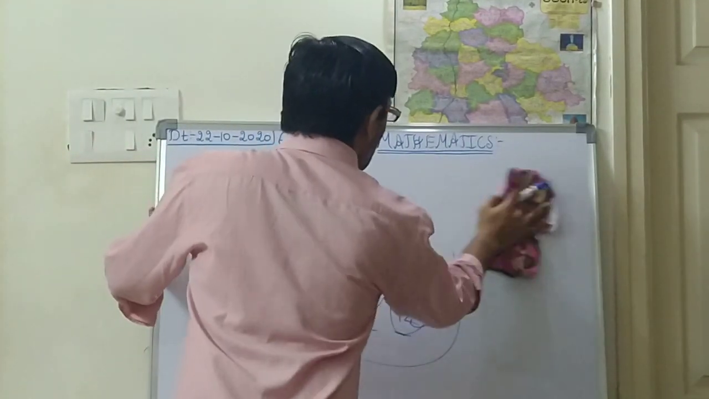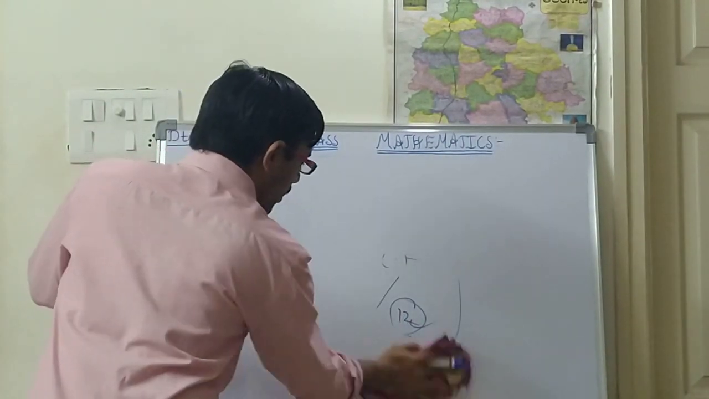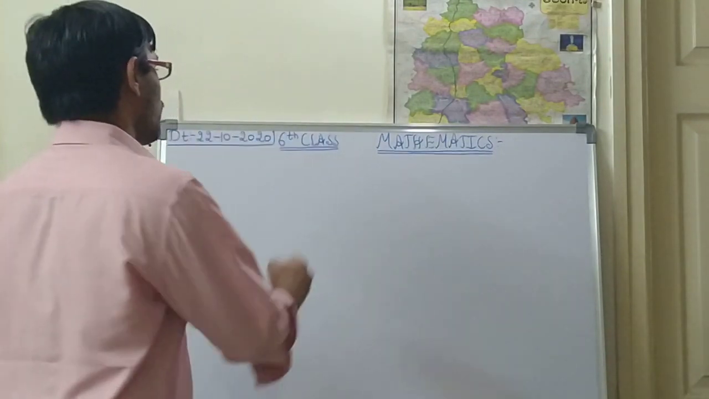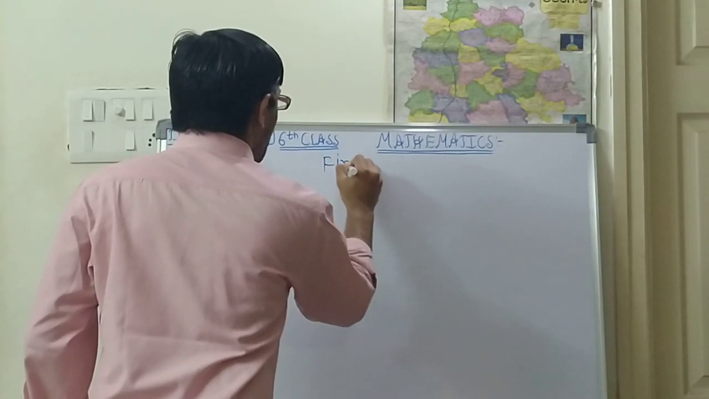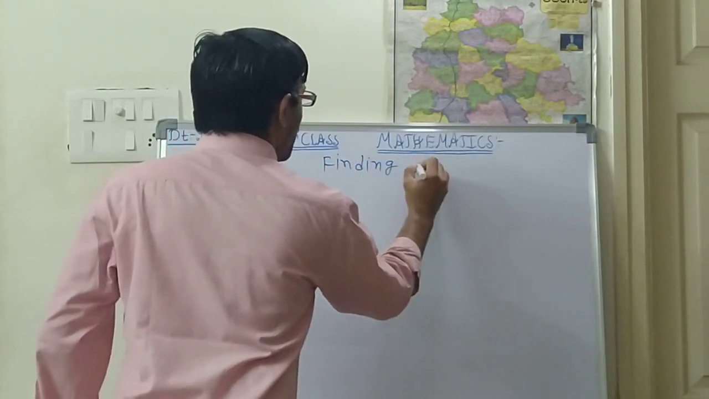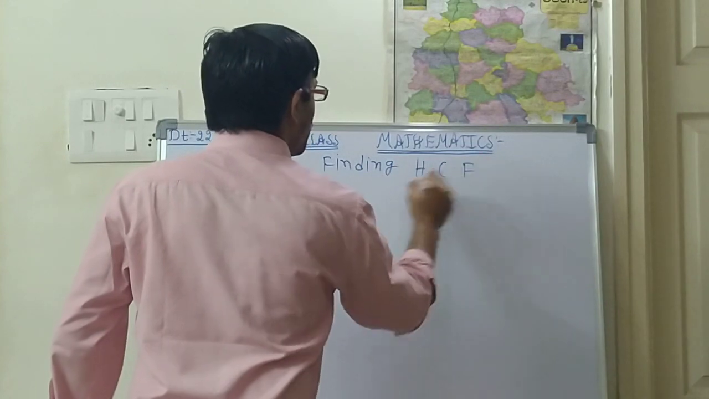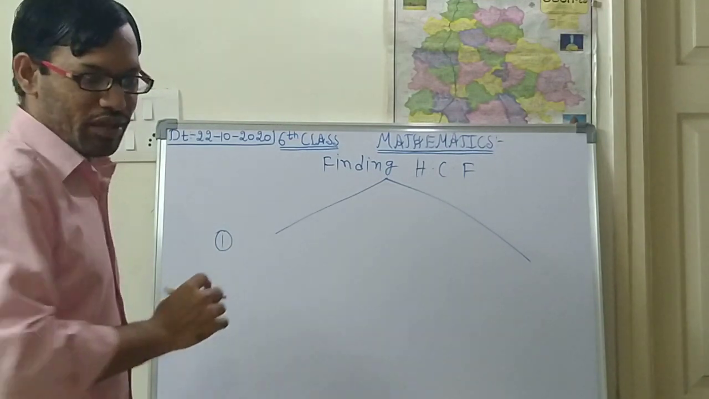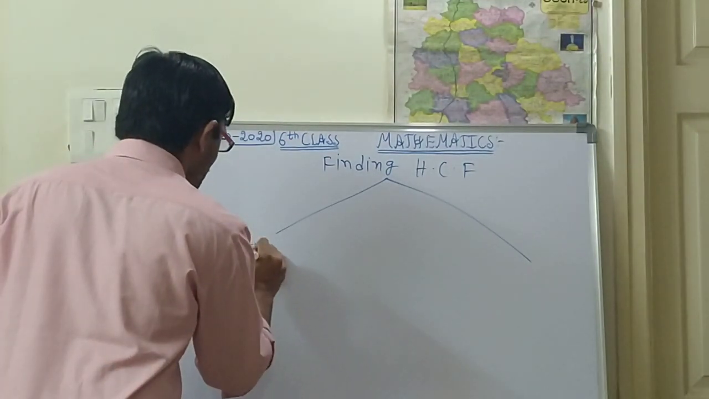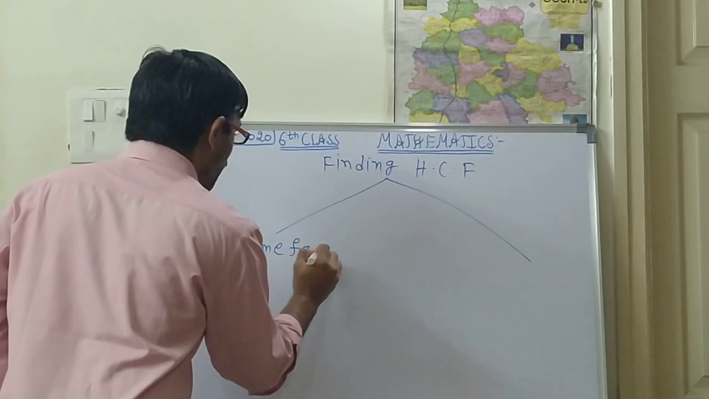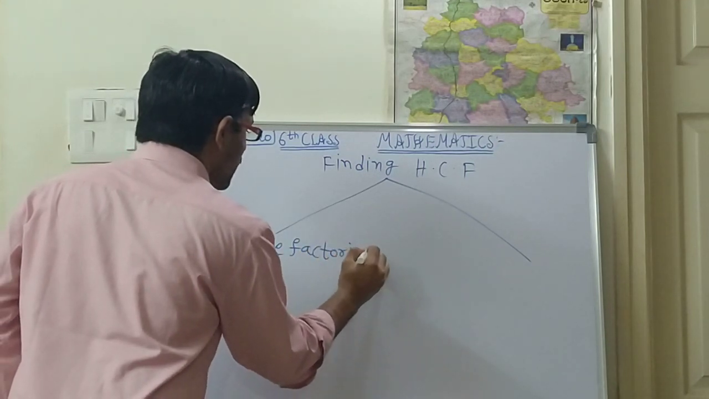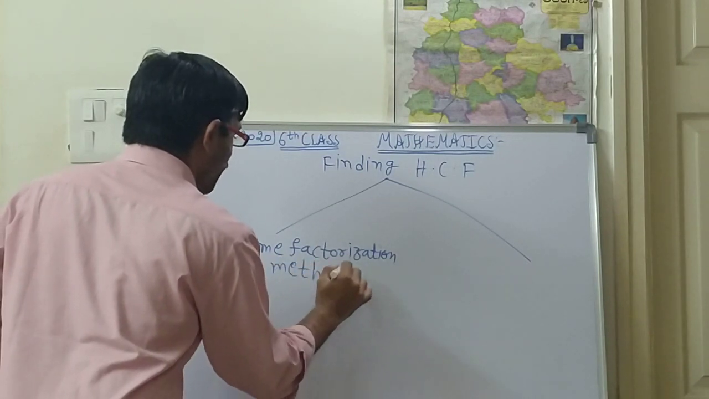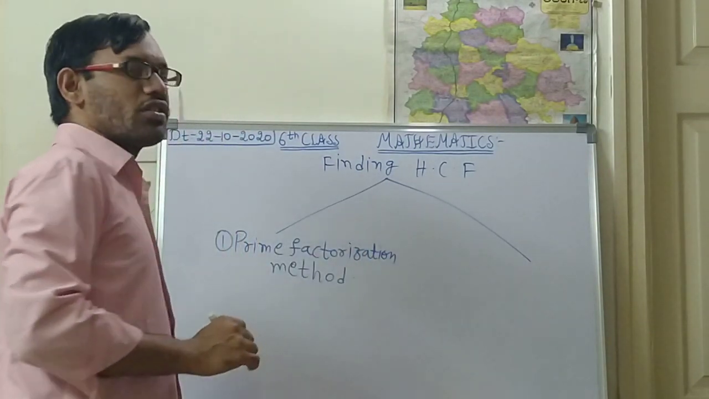So today we are finding the highest common factor with the help of two methods. What are the two methods? The first method is the prime factorization method. Okay, so this is one of the methods.